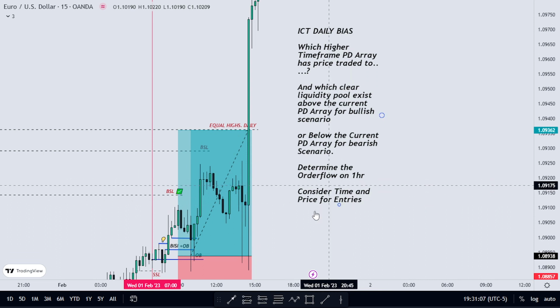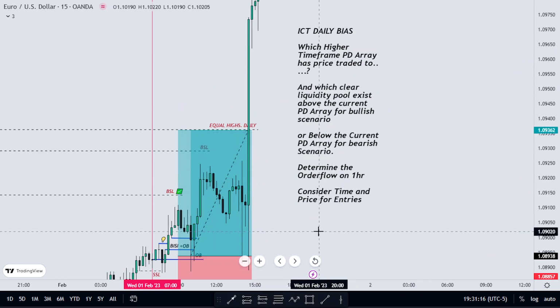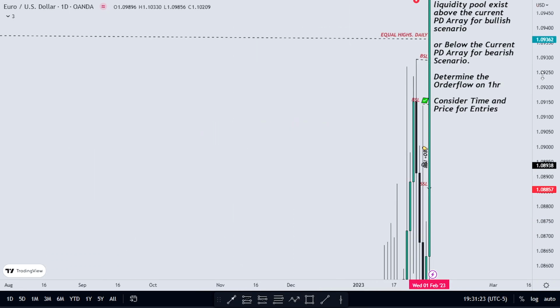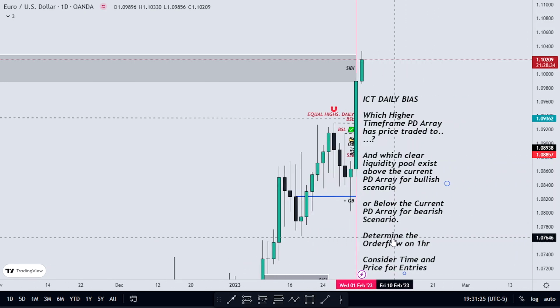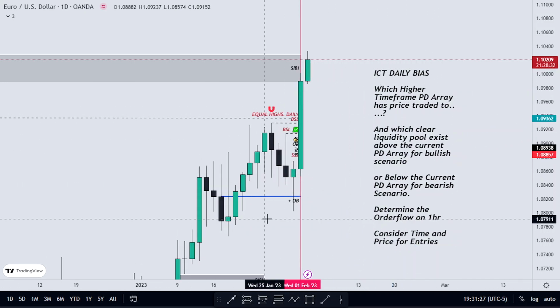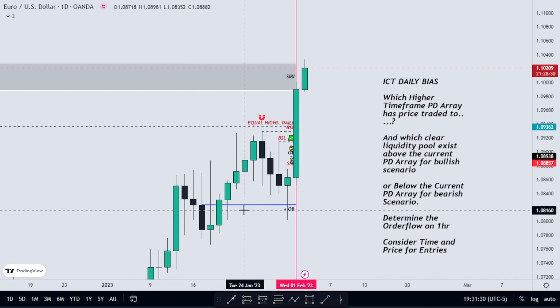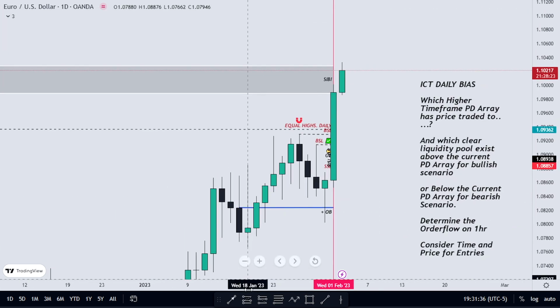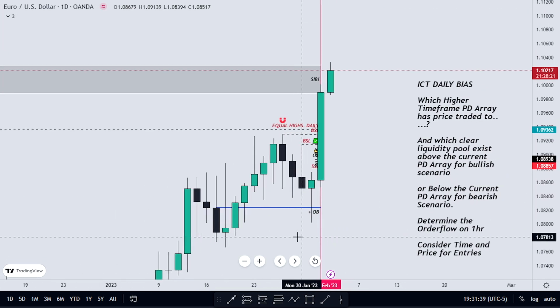So let's go through this trade starting from the daily and then going through this checklist. You can see that all this list was checked 100%. Let's go to the daily chart. What do you see? You can see that we've traded into this bullish order block on the daily, and the daily itself is on a bullish order flow.